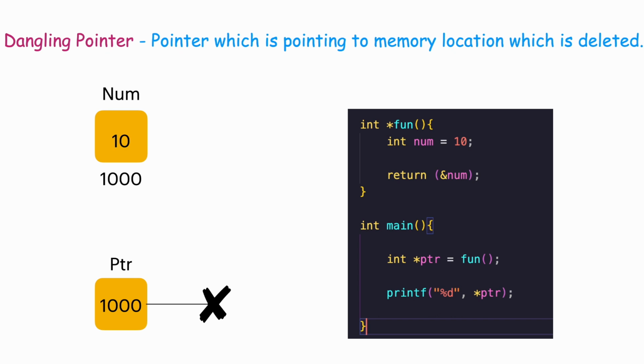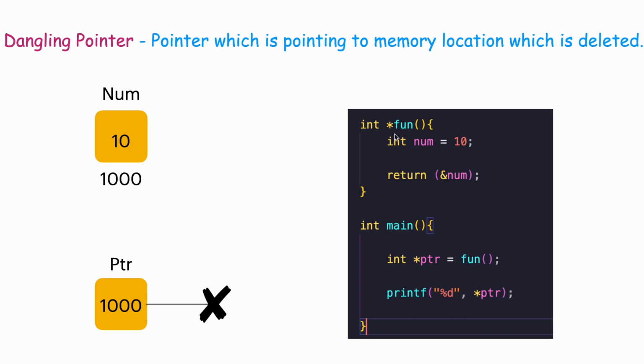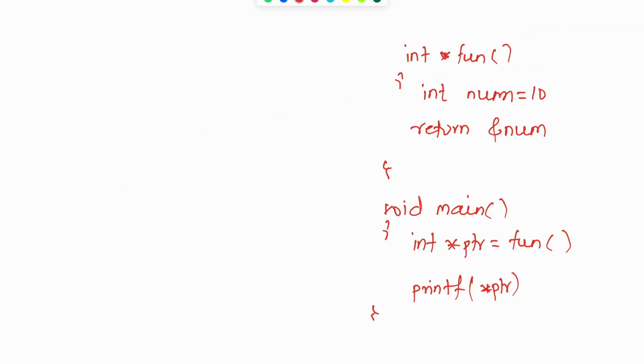A dangling pointer is a pointer which is pointing to a memory location which is deleted. If you check over here, inside main I have declared the ptr and I will call a function called fun. First num is assigned 10 and the function returns the address of num. So let's check what a dangling pointer is in detail.